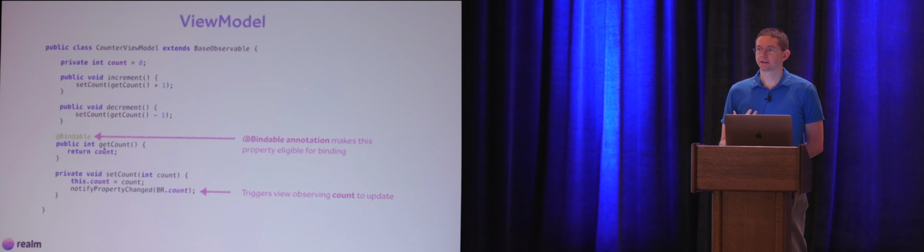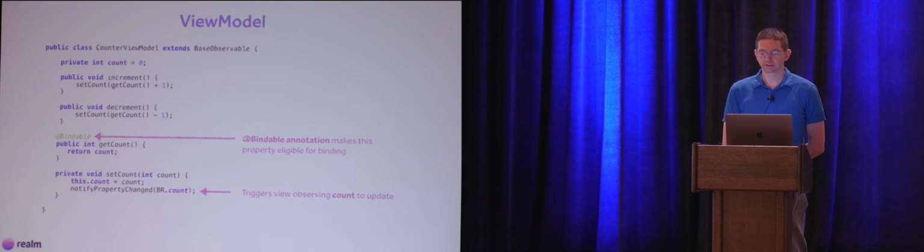To make this bindable in the sense that our view will observe it, we annotate it with this Bindable annotation. By annotating it with this Bindable annotation, that creates a binding field, this BR.count. It's just like you'd have resources, but here you have binding resources. This got generated as soon as I added this Bindable annotation.